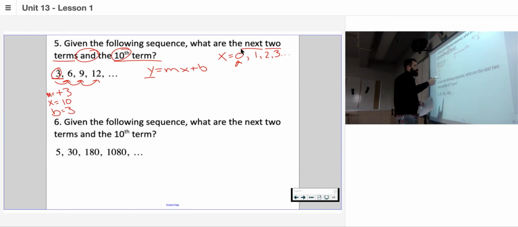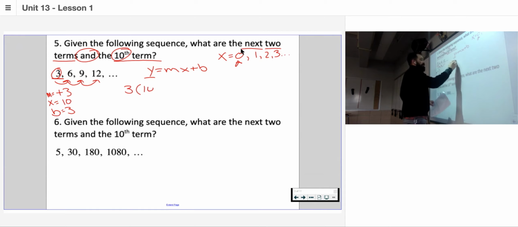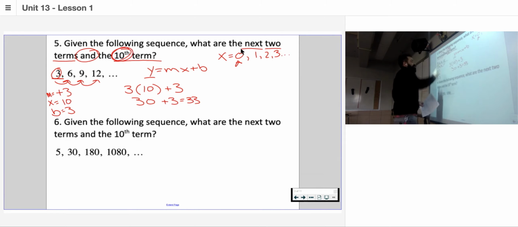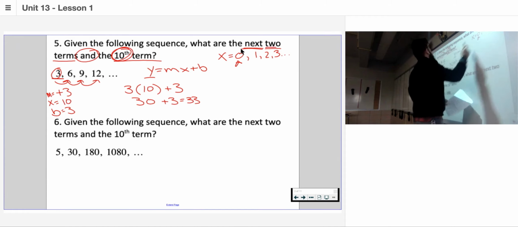Now we can rewrite our equation. We said our m is 3, our x is 10, and our b is also 3, our term 0. So we get 30 plus 3, that is 33. That gives us our 10th term, which is great. We need to know that. However, we also need to find the next 2 terms.